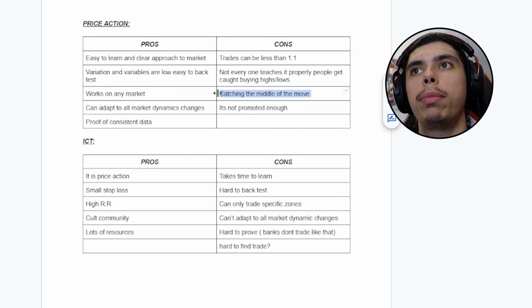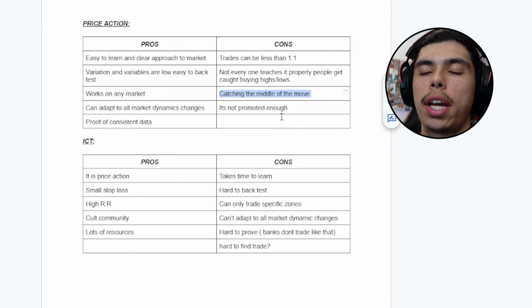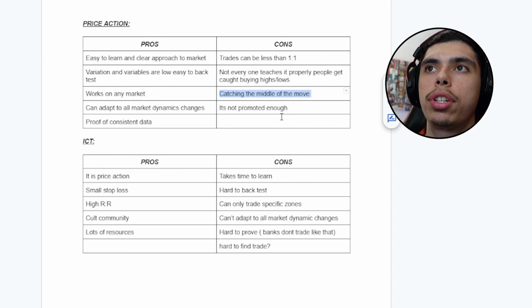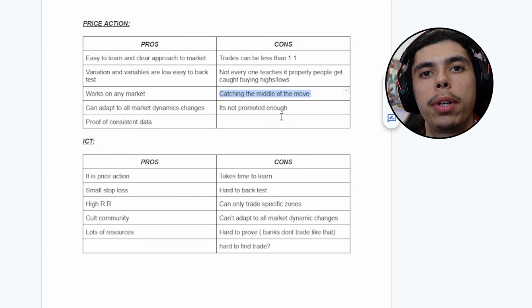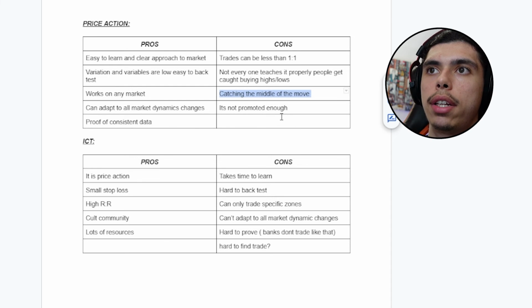Another thing is we catch the middle of the move. I know these ICT traders like to buy the lows, sell the highs and all of this, but no, as a retail trader, we look to get the efficient move from the middle of the move, right? Because we want to be in and out, take our piece and be done, and do that consistently again and again and again, because that's how we succeed long term, right? And yeah, that's basically it.